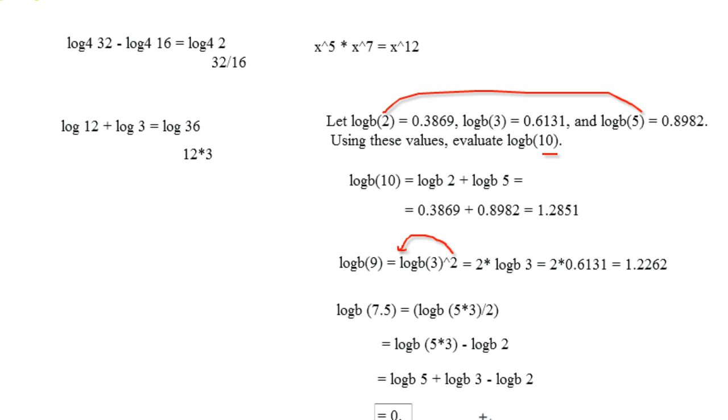Oh, sorry, that's 0.8982 plus 0.6131 minus 0.3869, and this would actually all equal 1.1244. Okay, and this is how they had to do it in the past. This was so cool how they were actually able to work with this stuff. It was just amazing how it worked.